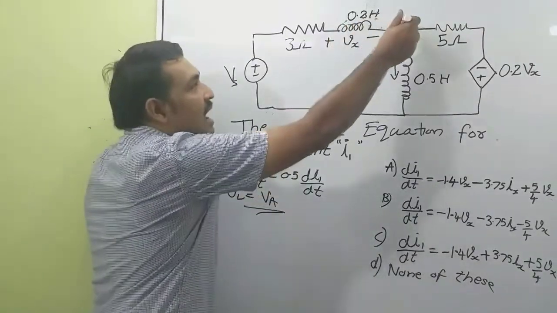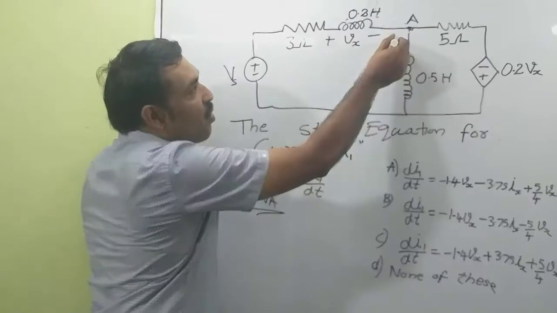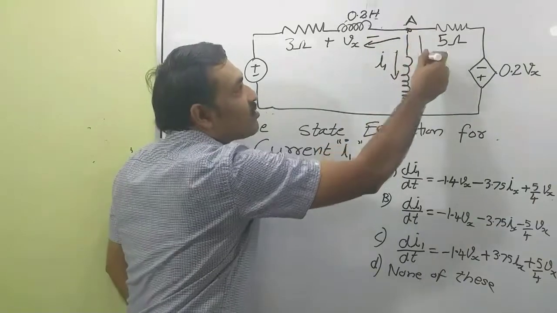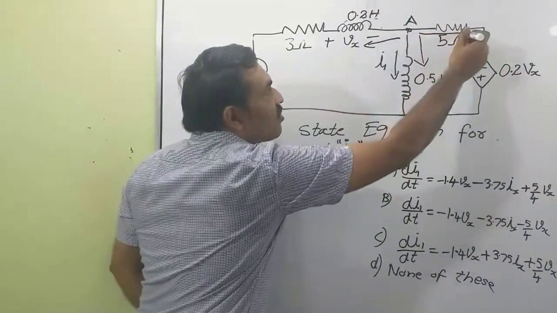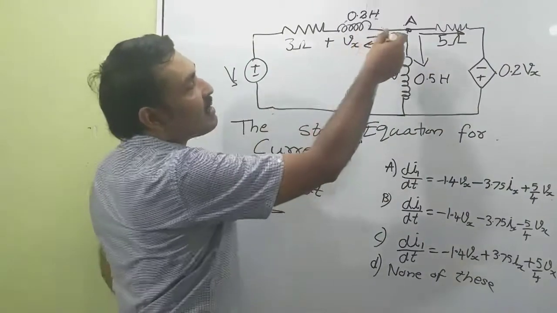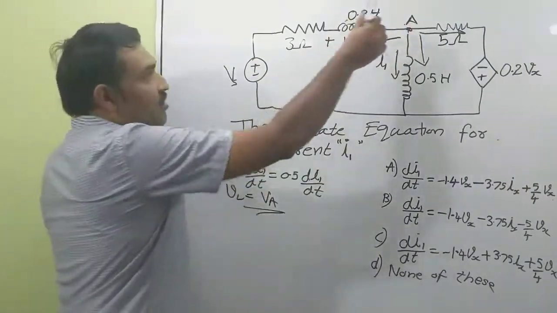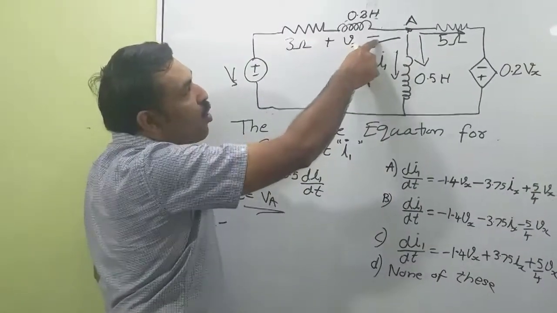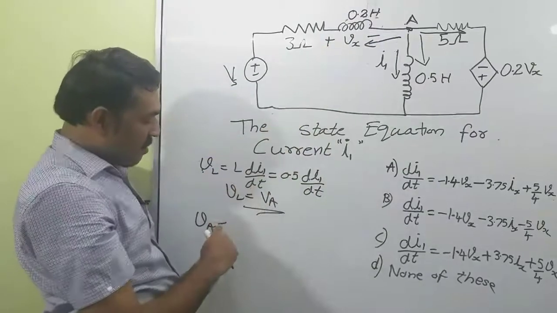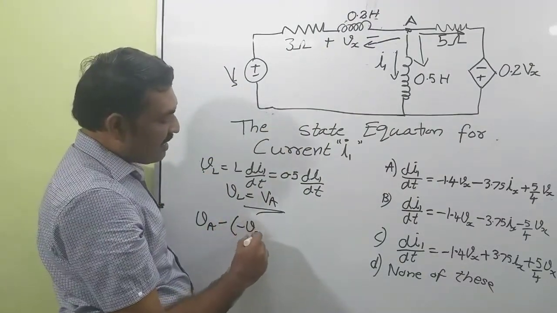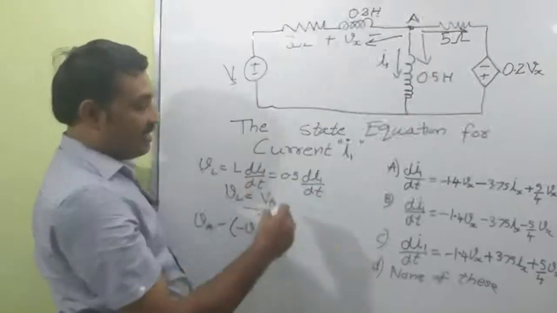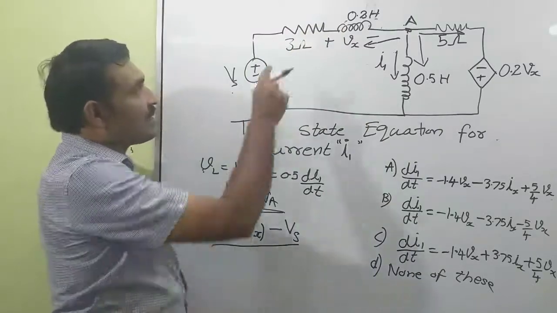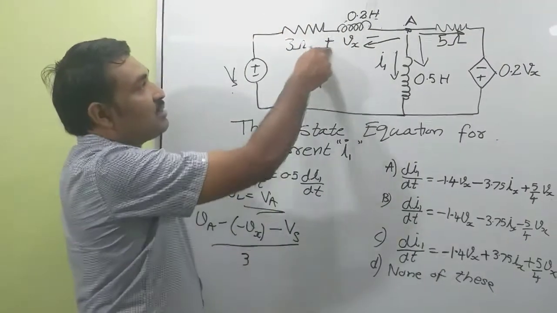Now apply KCL at this node. I am assuming all the currents are outgoing. So this current is going outside, this current also going outside, and this current is also going outside. We can write the equation for this current as VA minus, since we are moving from lower potential to higher potential, minus of minus Vx minus Vs. That is the potential difference across this branch, all divided by the resistance 3. That is the current through this branch.